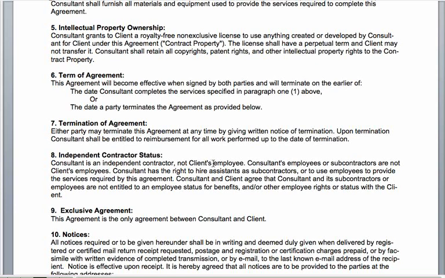What this particular clause also addresses is that you as a consultant have the right to hire other people as subcontractors and to use other people to provide these services to the client. That's important because you don't want the client claiming that you violated the agreement by having someone else provide this service to them.